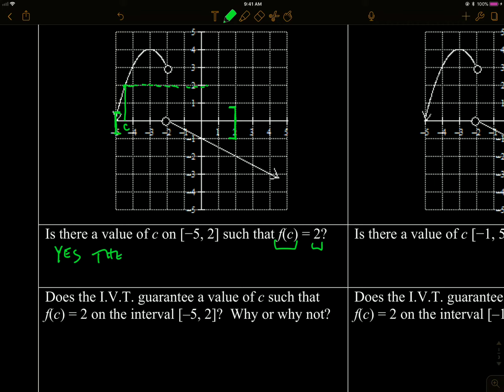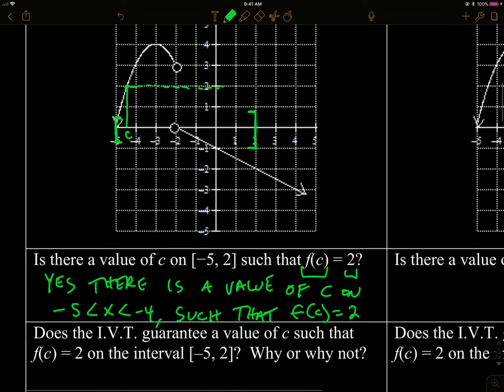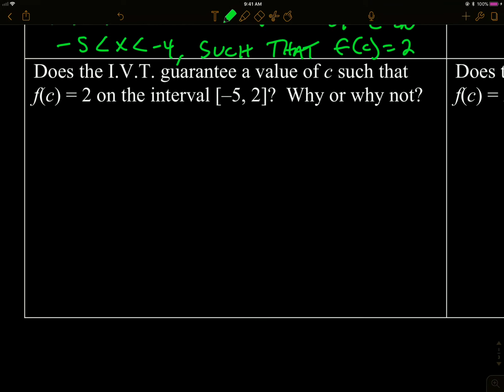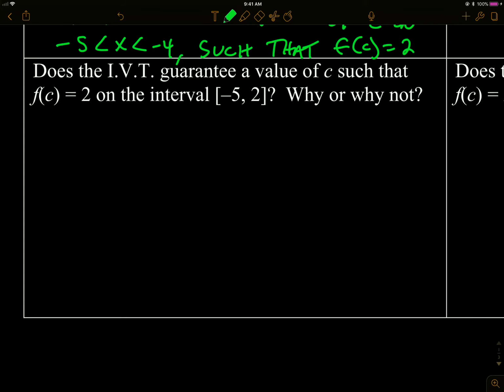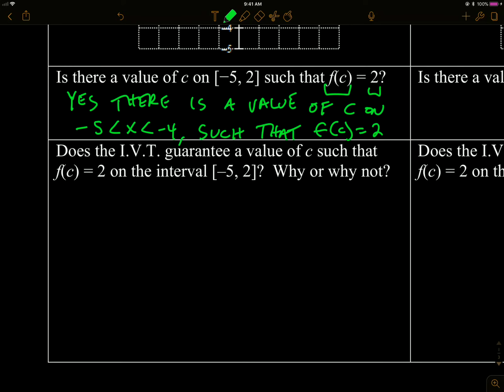So say yes, there is a value c such that f of c equals 2. Okay, so that's not really the theorem. We're just observing on the graph. Now we're going to talk about, can we prove it from the theorem? We have the graph, but just from the information given here, we're going to look at the graph and see if we can actually use the theorem. So does the IVT guarantee a value of c such that its y value is 2 on that interval -5 to 2?